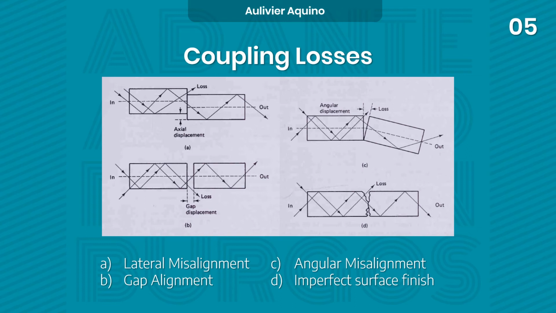Angular misalignment is also known as angular displacement. The axes of the two fiber cables are not aligned, which causes loss. The next one is imperfect surface finish. The end is not polished and does not fit when two fibers are adjoined.